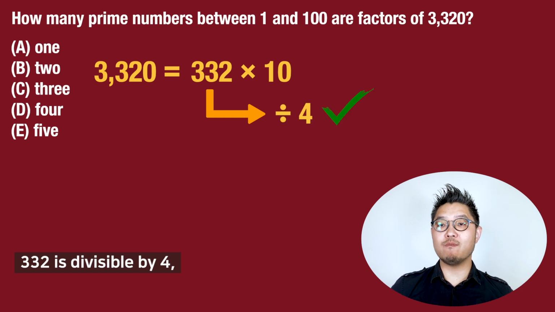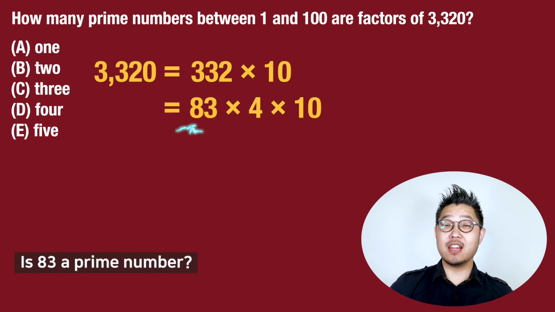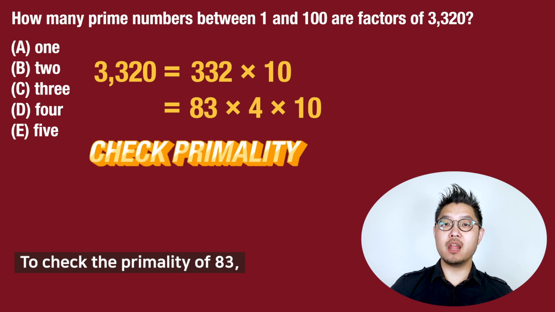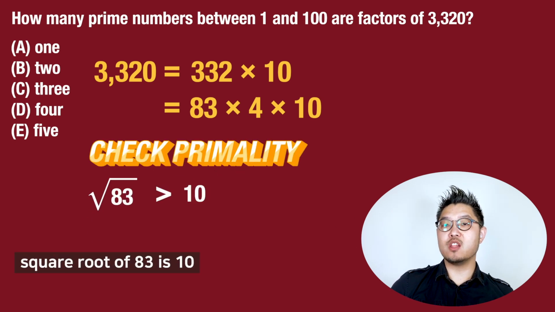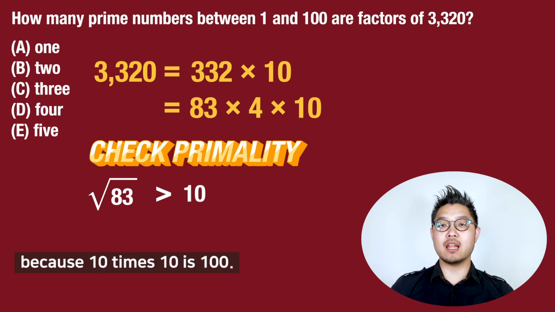In this question, 3320 is 332 times 10. 332 is divisible by 4, and we have 83. Is 83 a prime number? To check the primality of 83, square root 83. The integer bigger than square root of 83 is 10 because 10 times 10 is 100.